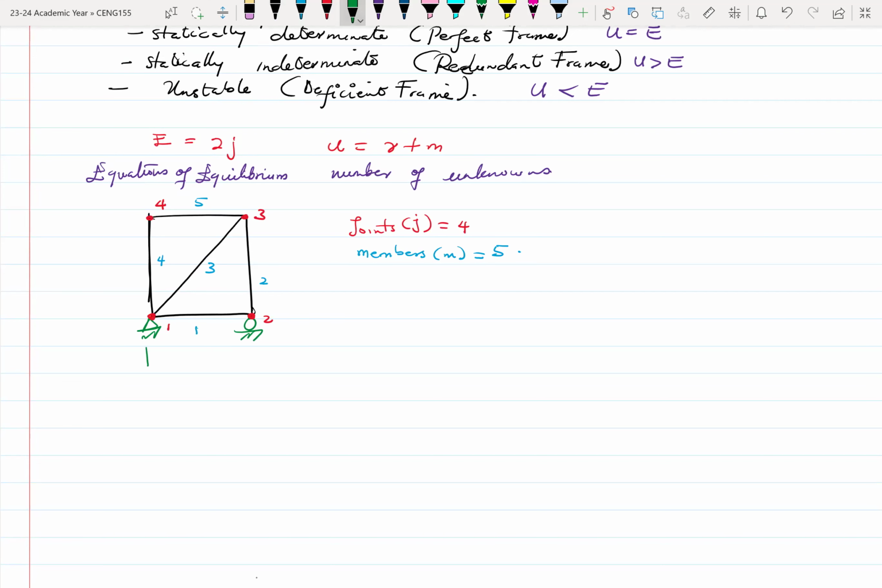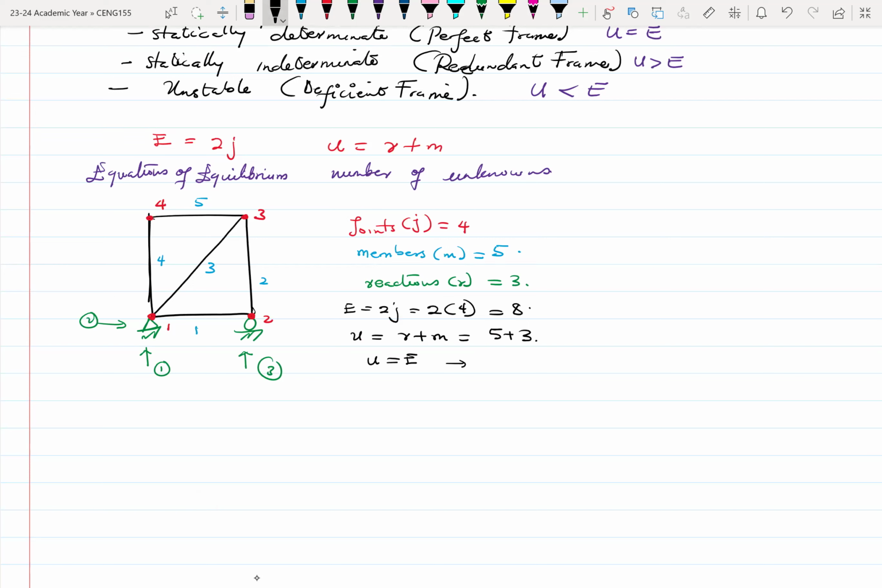Now our support reactions are 3: 1, 2, and 3. So reactions R is equal to 3. Great. So our E here is 2 times J, so 2 times the number of joints, and that'll give me 8. My number of unknowns U is R plus M, which is 5 plus 3. Since U is equal to E, this is a perfect frame, or it is statically determinate.